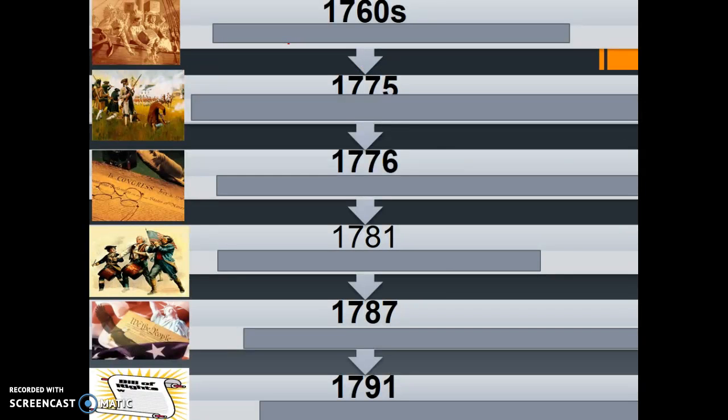This slide is going to show us a nice little timeline so we can recap the main events that took place in the American Revolution. Please make sure that you're filling in the blanks as we go from event to event.